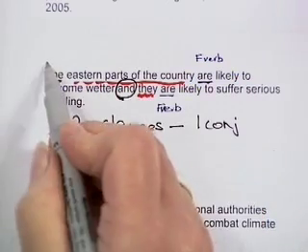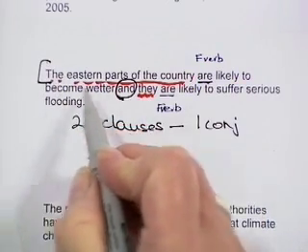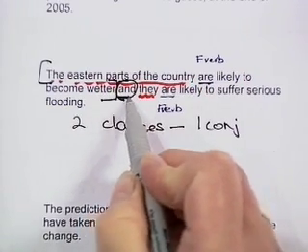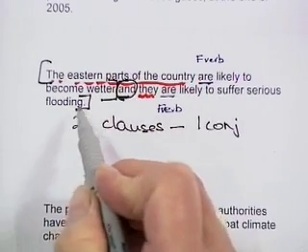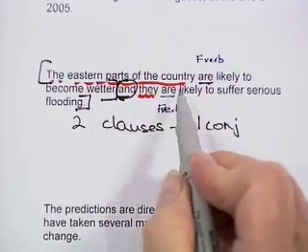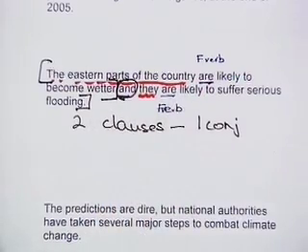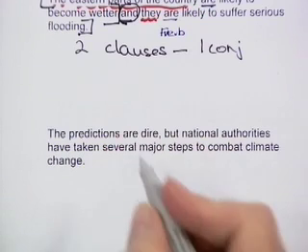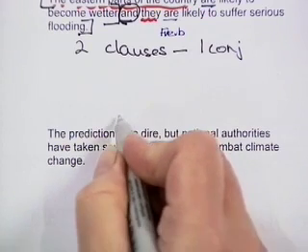Why? Because it's joining this clause, the eastern parts of the country are likely to become wetter, to this clause, and they are likely to suffer serious flooding. They are clauses of equal value. It's a compound sentence. Then we have this sentence. The predictions are dire, but national authorities have taken several major steps to combat climate change. Finite verbs, remember are, don't ever forget are.